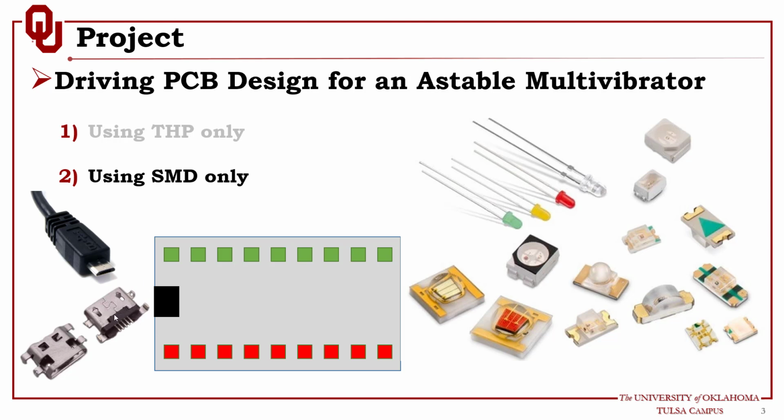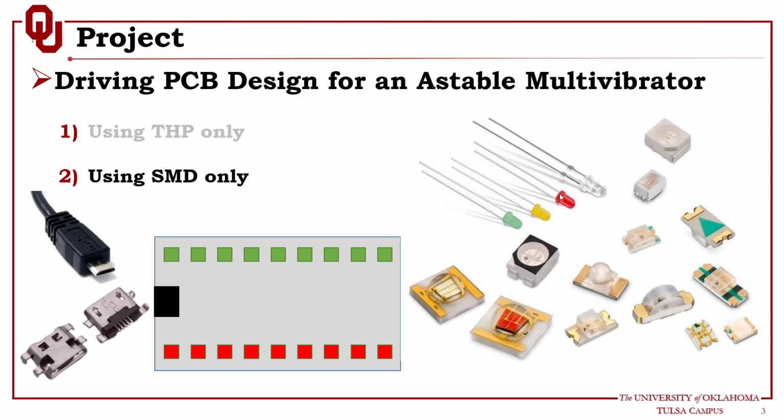We can use a micro USB connector with a micro USB cable, so you can use the same cell phone charger to power up this circuit. And here is an example of these surface mount LEDs. These are the through-hole LEDs, and you can compare them to the surface mount LEDs. They come in different sizes.